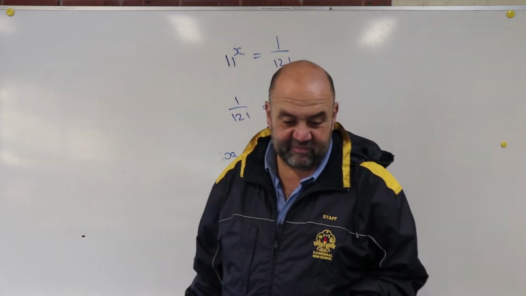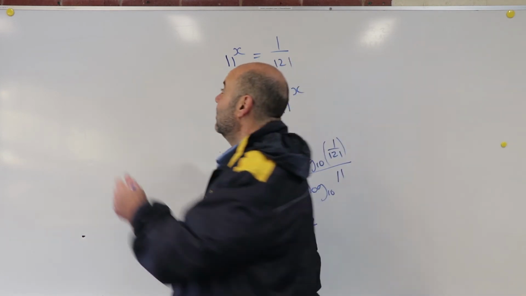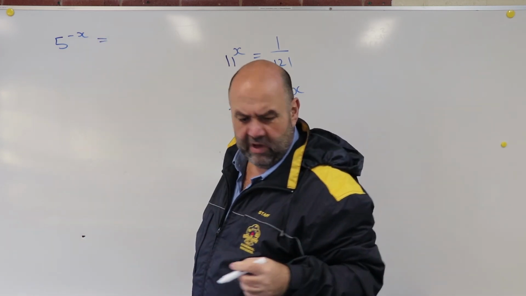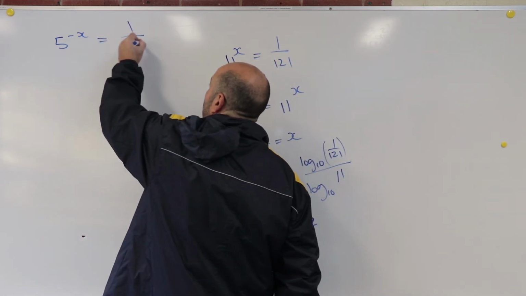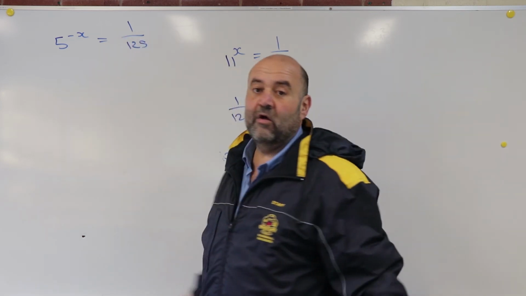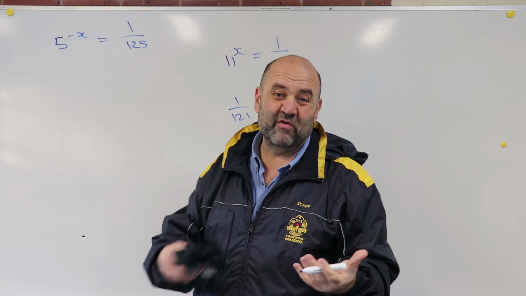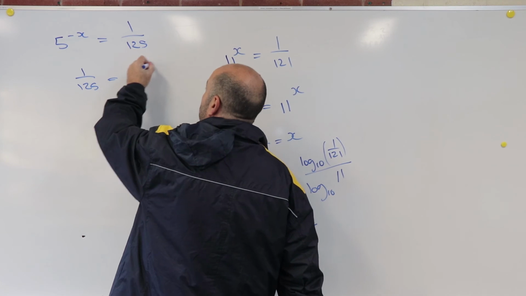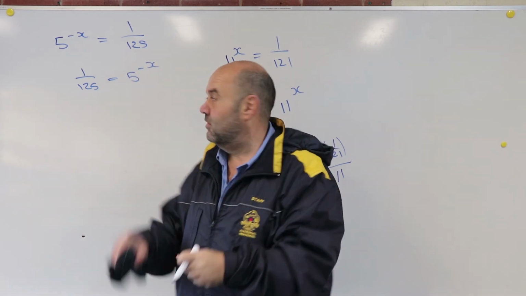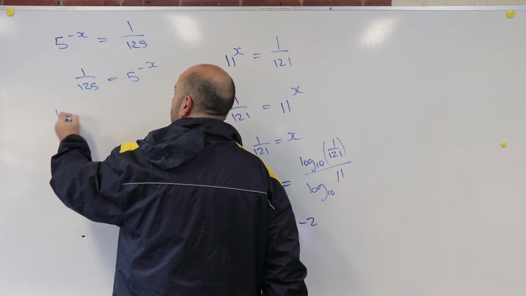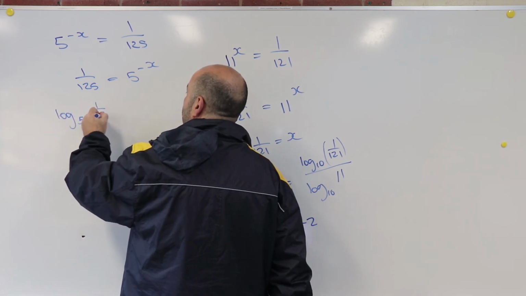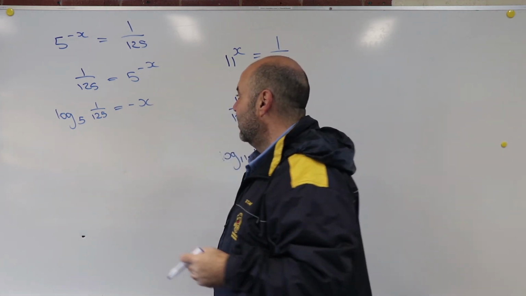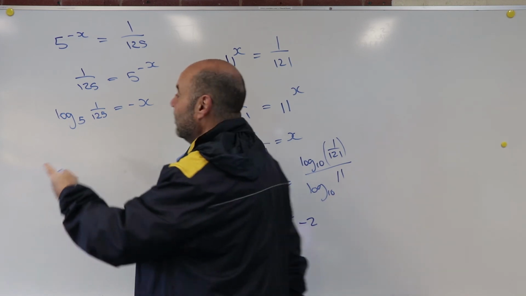So part F says we've got 5 to the power of -x is equal to 1 over 125. Okay, I'm going to write it around the other way so the exponential part is on the right hand side. So log base 5 of 1 over 125 equals negative x. Right, the power just sort of falls down. You can do the change of base law over here.